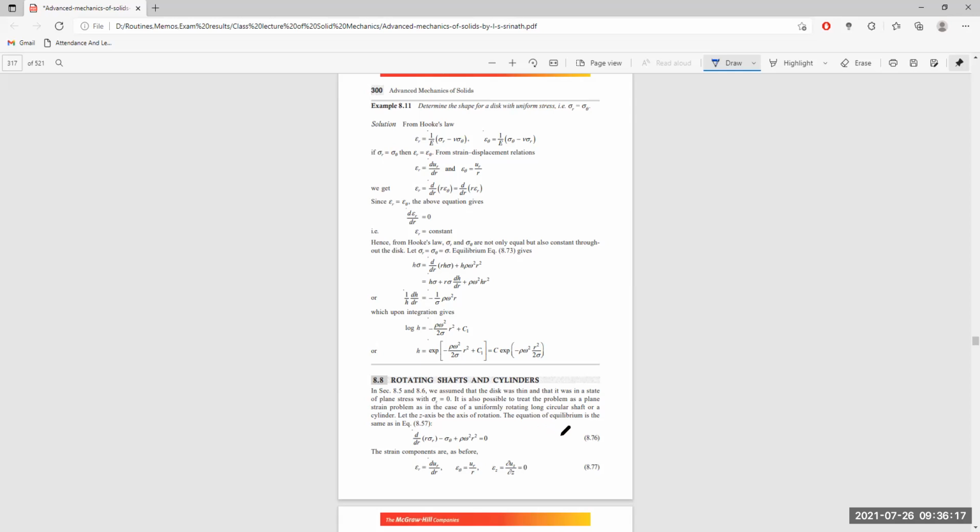Then what we are doing is replacing sigma r and sigma theta, with sigma r by r, sigma r minus sigma theta, and so on. What we are doing first is the strain components.